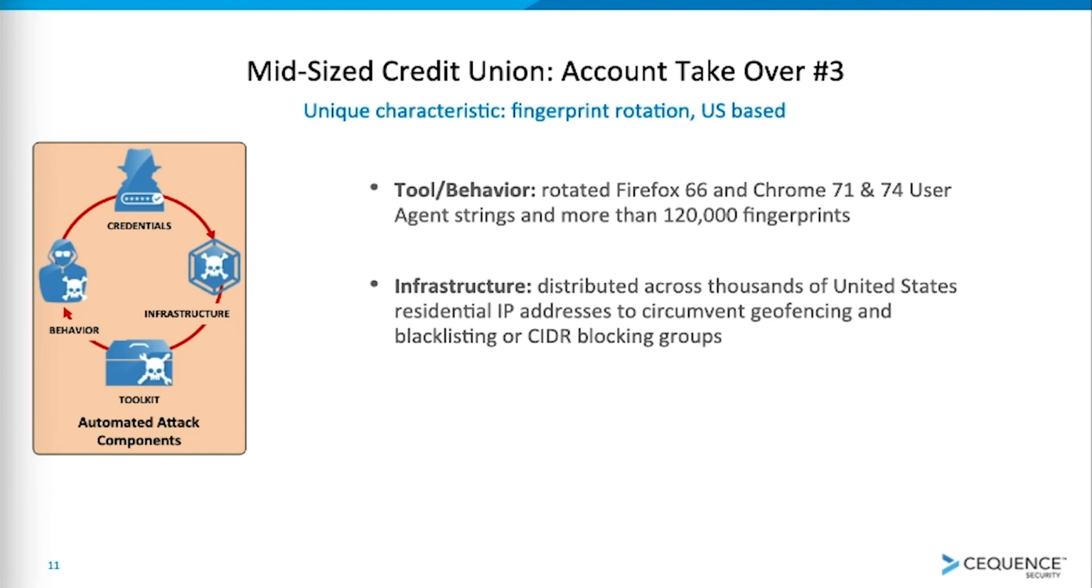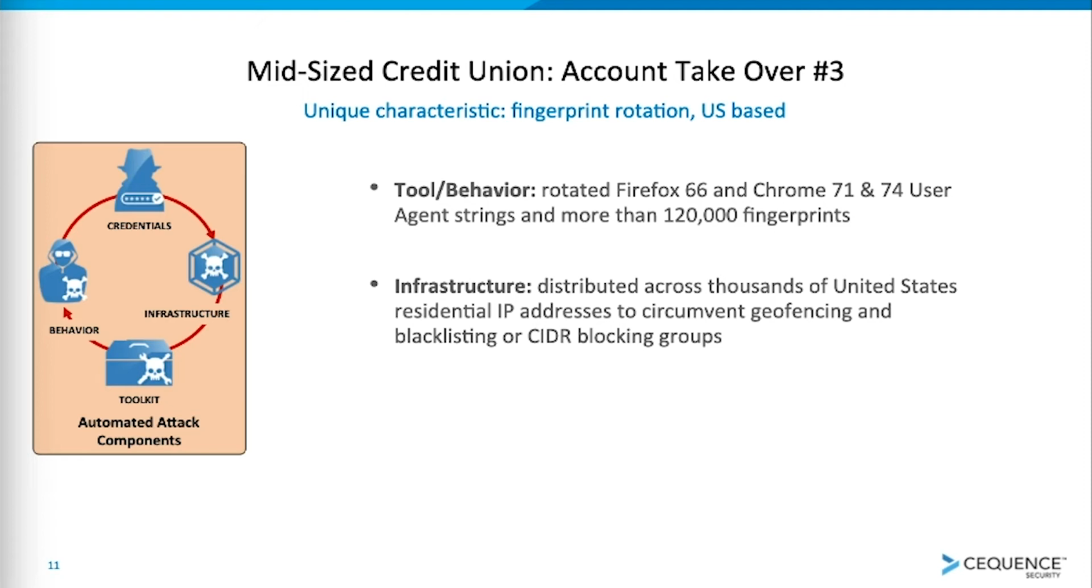The third example, the unique characteristic was the browser fingerprint rotation that they used, and the fact that it was heavily U.S.-based. Now, both of these financial services organizations that I'm talking about here are U.S.-based, so this one would make a little bit more sense. The tools that they used, the behavior that they exhibited, they focused on Firefox version 66 and 2 versions of Chrome. They are fairly recent. I think 66 is about a year old. 71 and 74 are a little bit more recent. And then they rotated fingerprints across 120,000 different browser fingerprints.